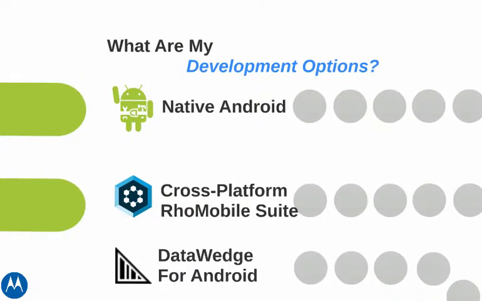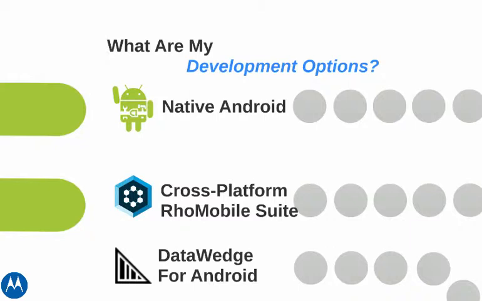The skills you have now or would like to invest in for the future, as well as the capabilities that you need in your application, may determine the path you take for developing your app. One choice includes going the native Android route. This means learning and understanding Java, as well as the Android SDK and programming fundamentals.